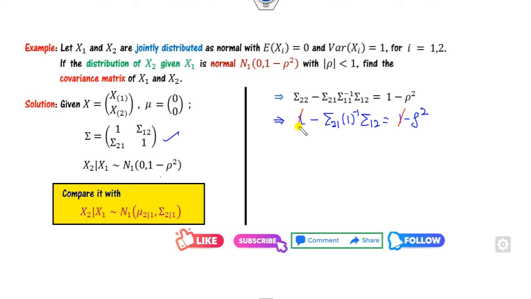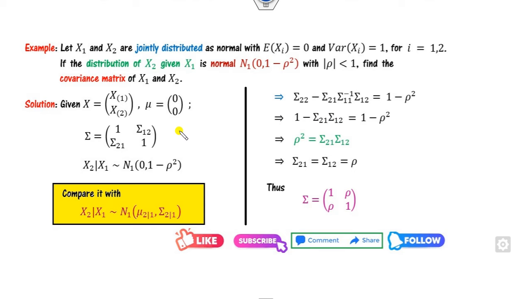Now 1 will be cancelled out. Minus and minus will be cancelled out. So, and both are always the same. So it is sigma 1,2 square is rho square. So can you find the value of this? It is my rho. Fine. So if I substitute this value, what is your positive symmetric matrix is the right answer.